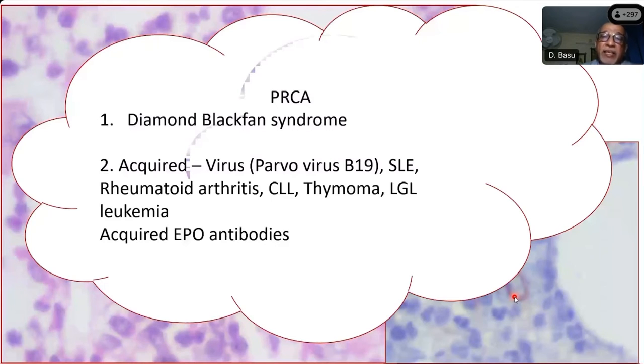It can be seen in CLL, thymoma, large granular lymphocyte (LGL) leukemias, and in renal failure patients who are on erythropoietin. Apart from the virus, it is acquired erythropoietin antibodies that result in red cell suppression. So that's another complication of erythropoietin therapy, the acquisition of antibodies to EPO. Erythropoietin. Right.